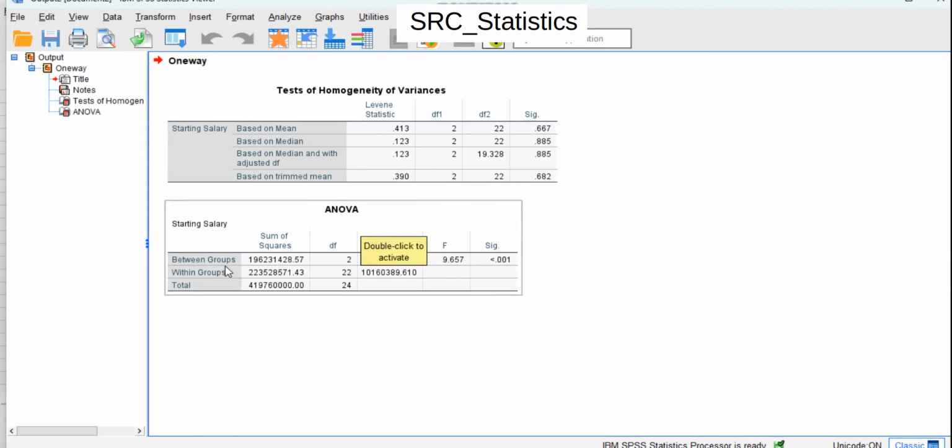Then this is the ANOVA table: between group, within group and total, sum of squares, degrees of freedom, mean square, and this is our test statistic F, 9.657, and the p value is less than 0.001. For rejecting the null hypothesis, the p value should be less than 0.05 since our significance level is 0.05. So if the p value is less than 0.05, we reject the null hypothesis. Here the p value is much less, it is even less than 0.001. So we reject the null hypothesis that the 3 means are equal.